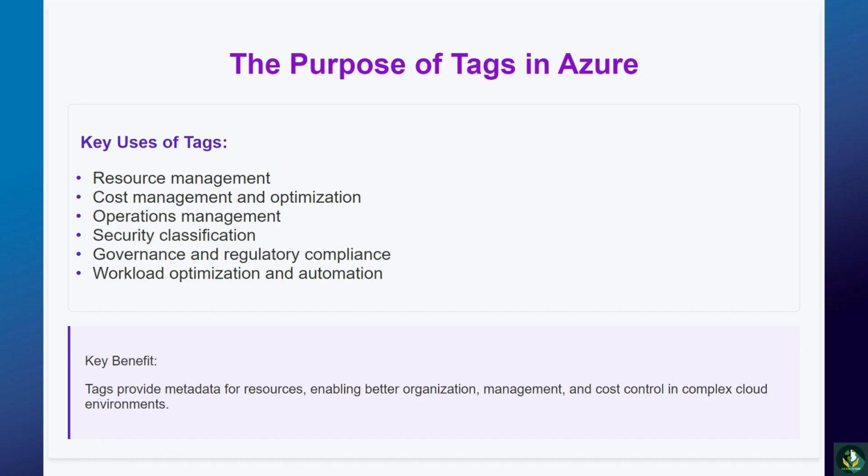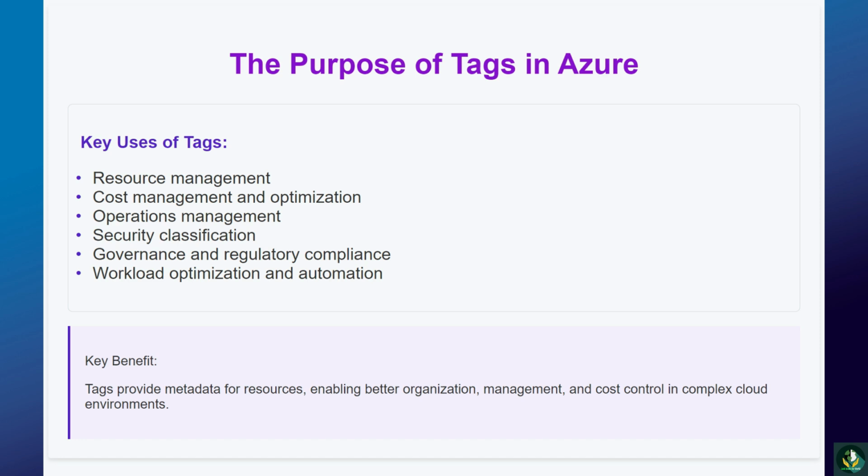Resource management. Tags enable you to quickly locate and act on resources associated with specific workloads, environments, business units, or owners. For instance, you could use tags to identify all resources related to a particular project or belonging to a specific department. This categorization makes it easier to manage and organize resources at scale, especially in complex environments with numerous resources spread across multiple subscriptions and resource groups.